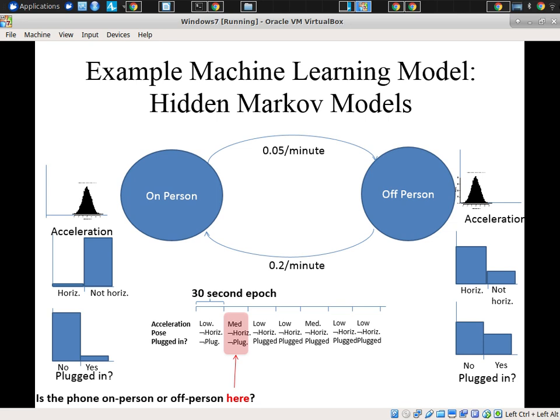So the idea here is that, look, let's take it as a given for now that we have some distributions associated with different particular criteria or types of observations. So when it comes to acceleration, we know what the distributions are like for on-person and what they're like for off-person. Similarly, for whether it's horizontal or not, we know what this probability mass function is for on-person, for off-person. Same thing for whether it's plugged in or not.